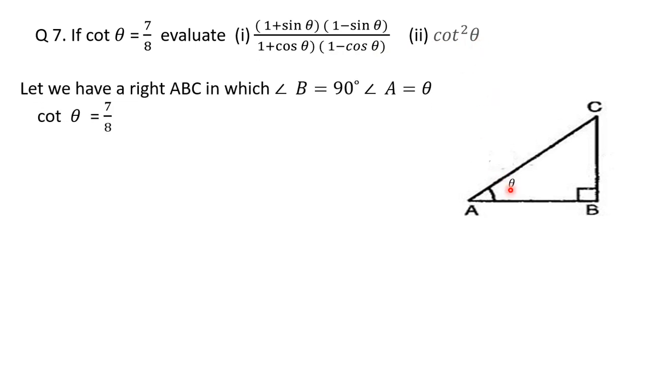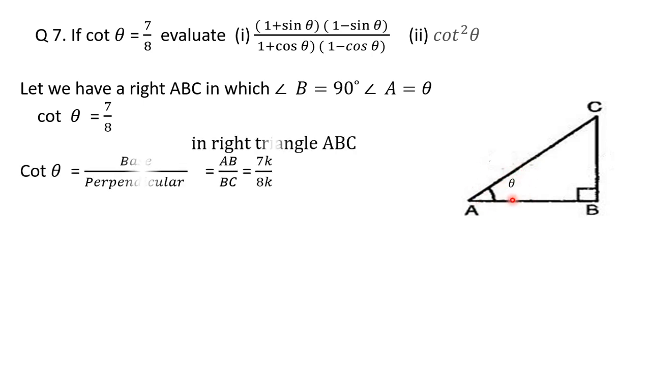So, let this angle be theta. Angle B is 90 degrees, and we are assuming from this figure that angle A is theta. So we are given cot theta is 7 by 8. Now we know that cot theta is the reciprocal of tan theta. So tan theta is perpendicular upon base, so cot theta will be base upon perpendicular.